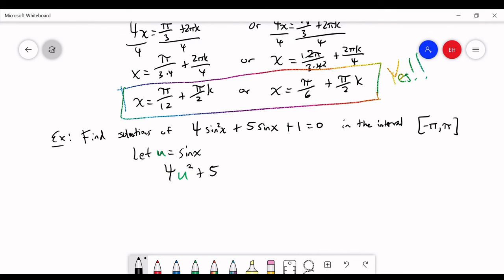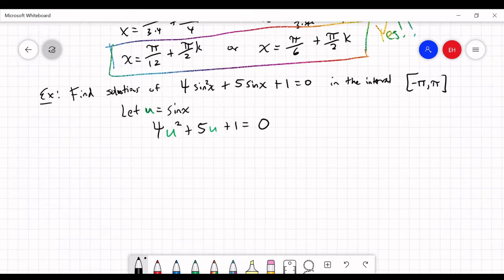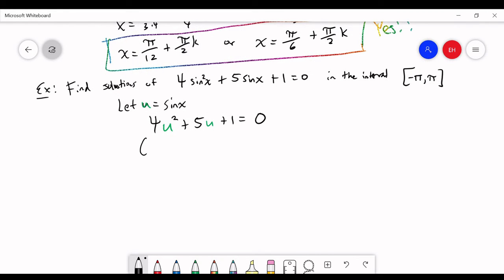All right, so first thing, I could sub out sine x for u, and it would be a quadratic. So let's do that. Let u equal sine x, and we get 4u squared plus 5u plus 1 equals 0. Remember, we did something like this when we were doing the exponential equations. So hopefully this strategy seems familiar.